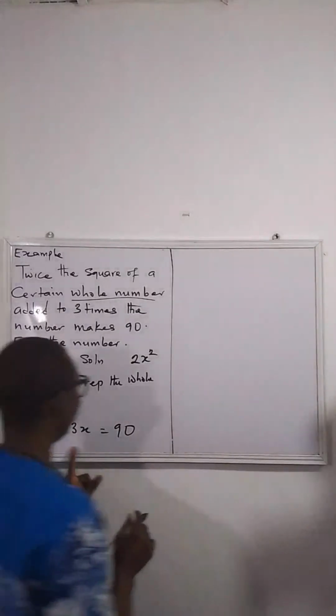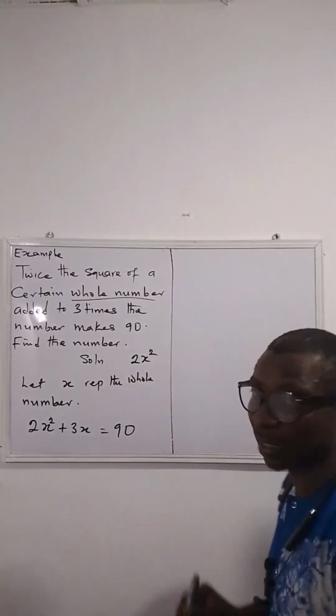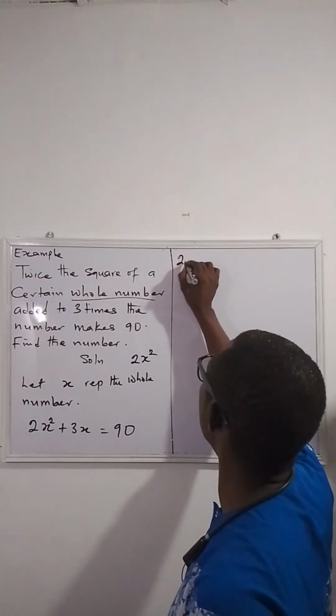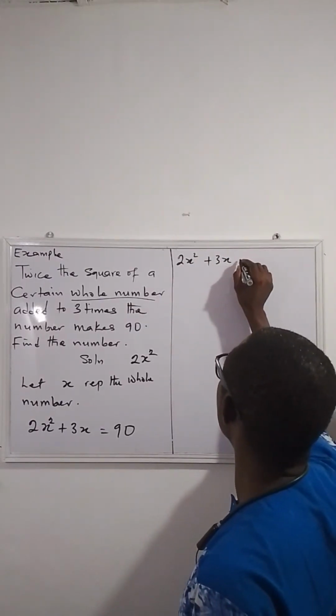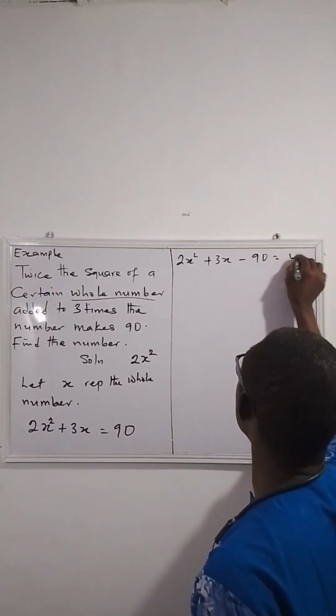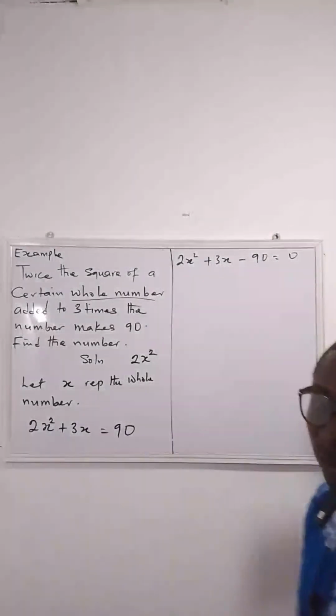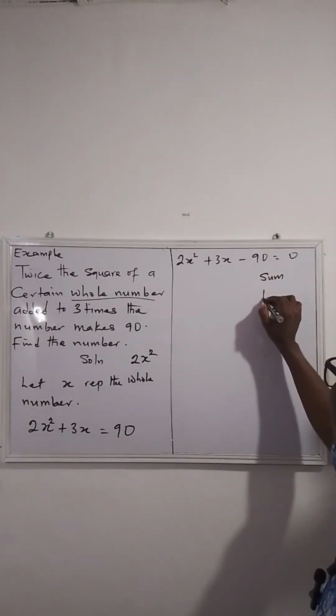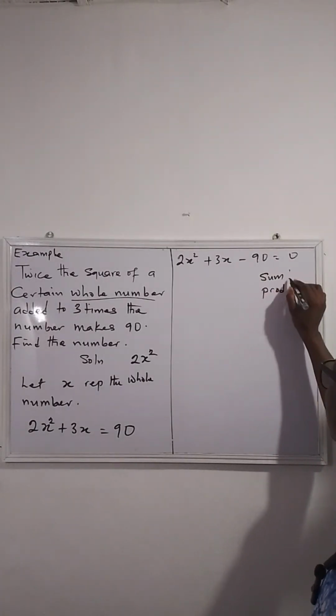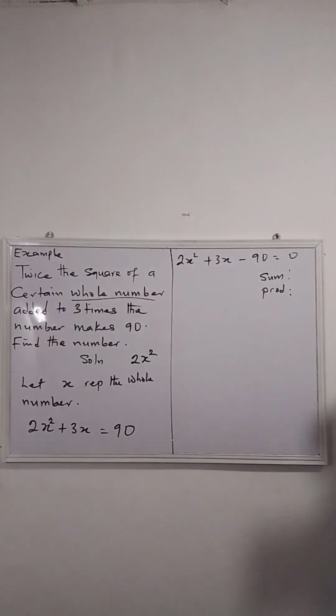Now let's write this quadratic equation in standard form. So we have it as 2x squared plus 3x minus 90 equals to 0. All right, so I want to ask the class now, what is going to be the sum and the product this time around? What is the sum and what is the product? Yes, what is the sum and what is the product?